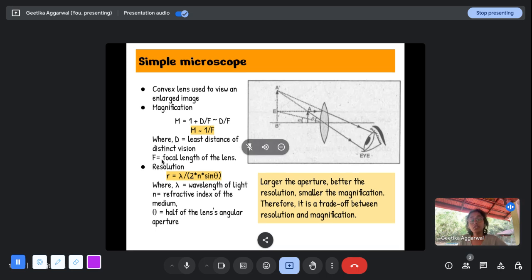If you all might be using cameras, you might already be aware of this. If your lens has a larger aperture, the resolution of your image is going to be better, but the magnification of it is going to be lesser. So it's not going to be good at magnifying the image. Okay. So this was some things about the simple microscope.